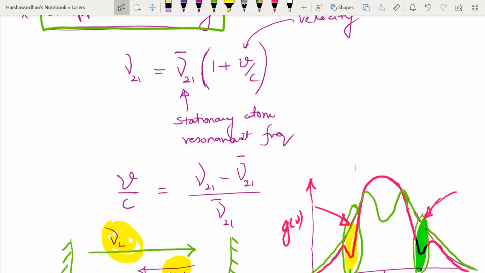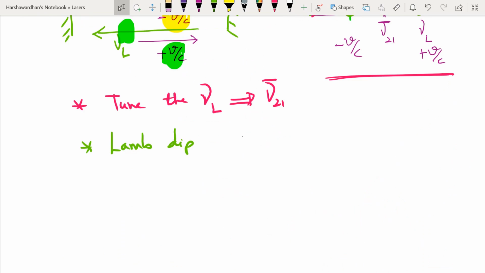Let me again qualify. For the red curve, you have nu L which is not equal to nu21 bar, whereas for the green curve, you have nu L equal to nu21 bar. So let us keep that in mind. So this is our discussion on the spectral hole burning in contrast to the spatial hole burning that we had looked at earlier.